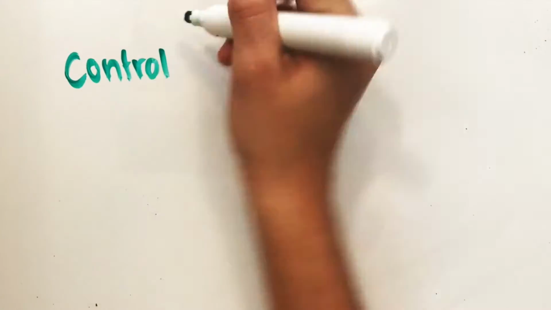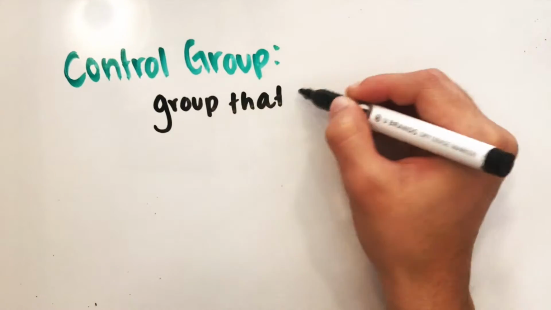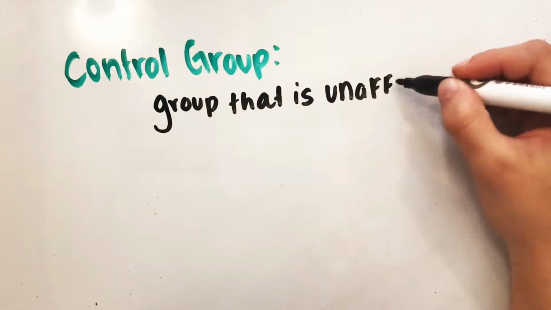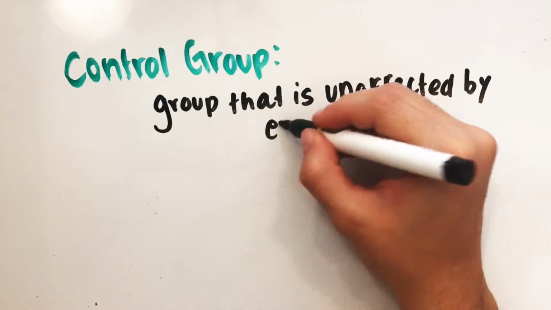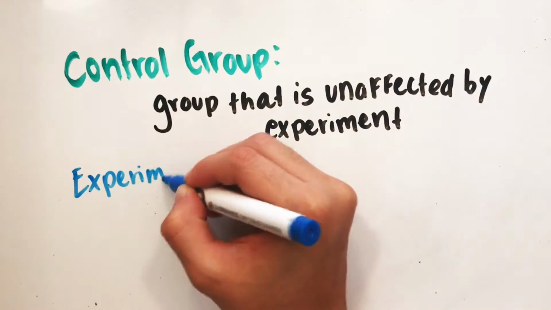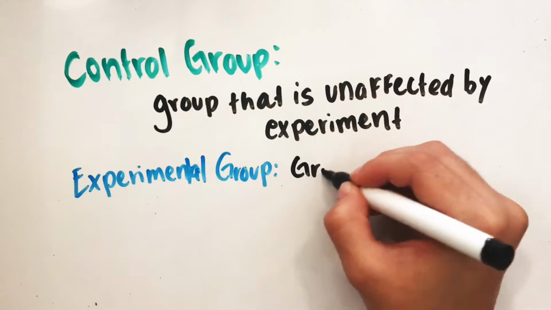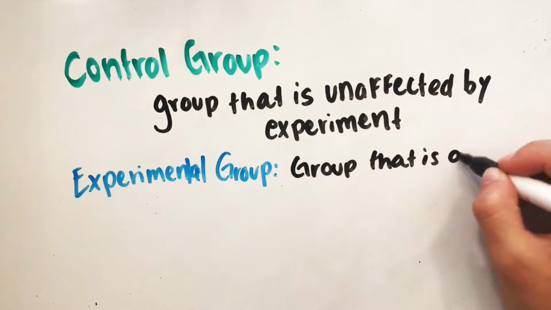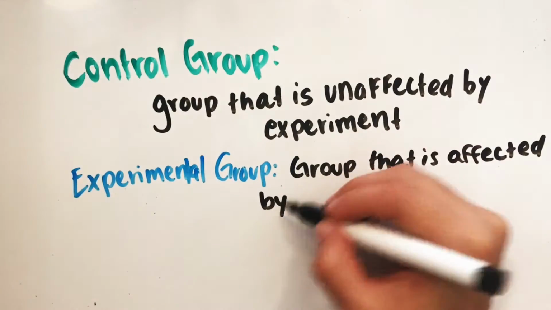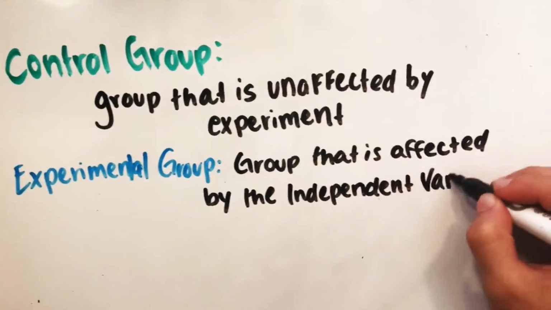When doing these experiments, you have to have one group that is not affected by the independent variable. This is very important. This is the control group. On the other hand, we have a group of people that are affected by the independent variable. These people are called the experimental group. These people will receive the treatment of the experiment.